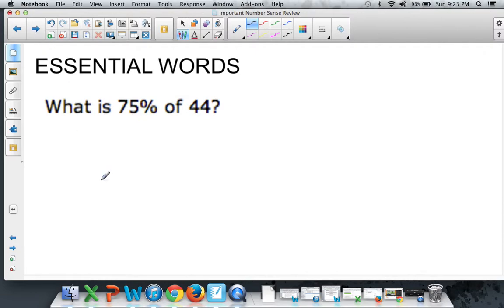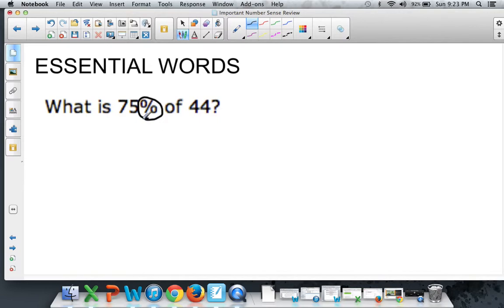Here's something that my big kids really need to know how to do. It's simple once you remember how. What is 75% of 44? It's a multiplication problem. What tells you that? This percentage sign tells you that. You see that percentage sign and you know some multiplication is coming down.